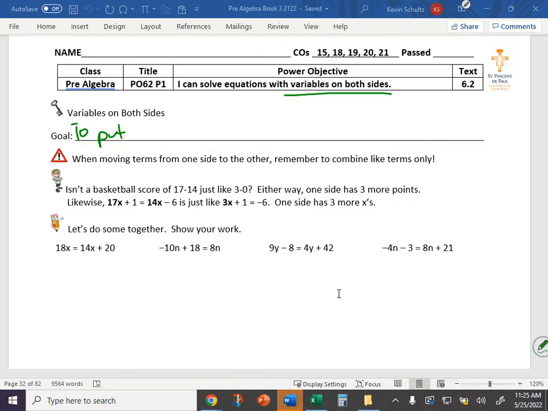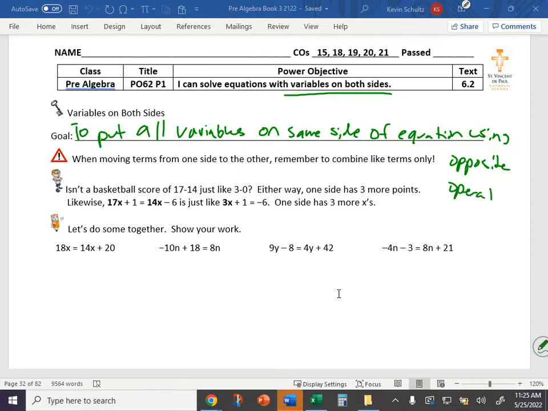Beautiful. To put all variables on the same side of the equation using opposite operations. Again, to put all variables on the same side of the equation using opposite operations.